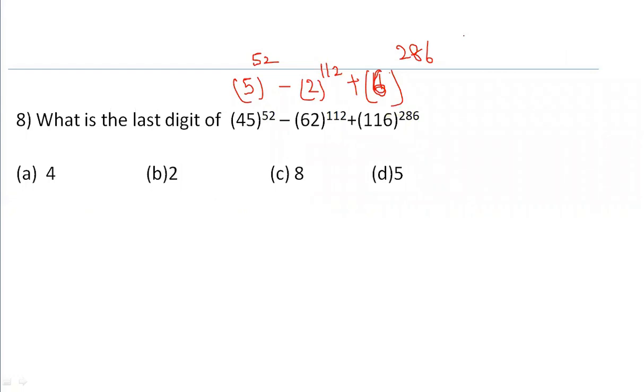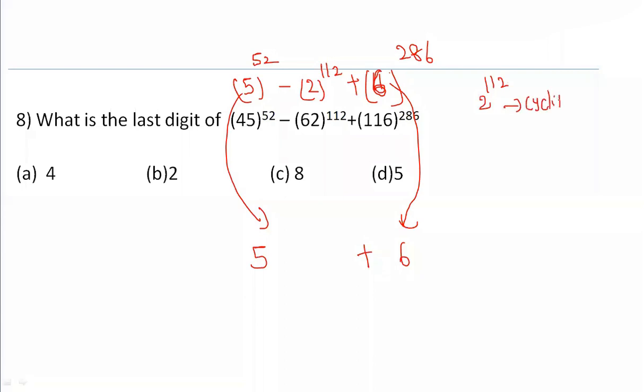154, Madhusudan Reddy, and so 5 power any value can give you 5 as the units place. Done. Next, 6 power any value can give 6 as the units place. Done. So now your task is to understand the units place of 2 power 112. You know that the cyclicity of 2 is nothing but 4, right? Yes or no? So divide the power 112 by 4. 4 twos are 8.